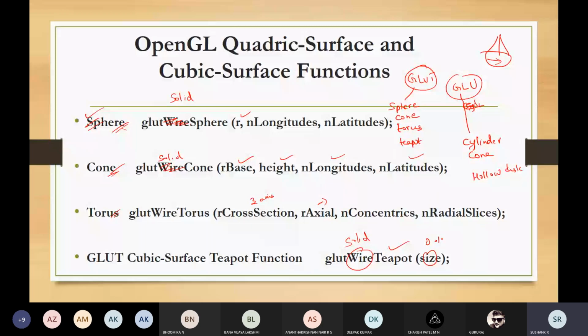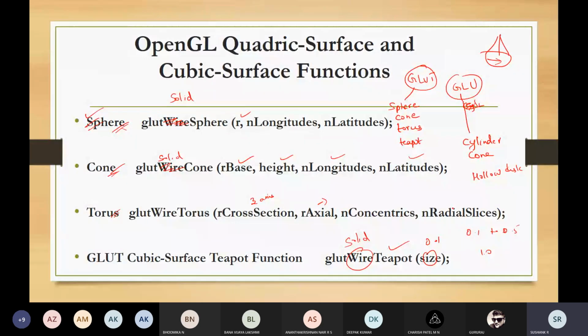Try to increase this size from 0.1 to 0.5, or from 0.1 to 1.0, and you see the changes in the output. So this is a size parameter which we have given. By changing this value, you can see the changes in the teapot size.